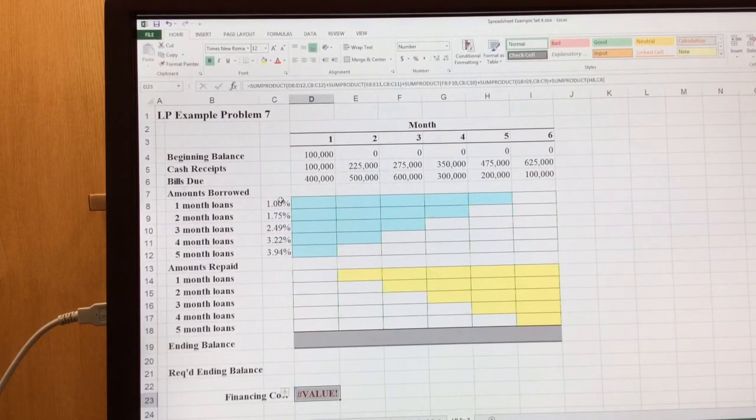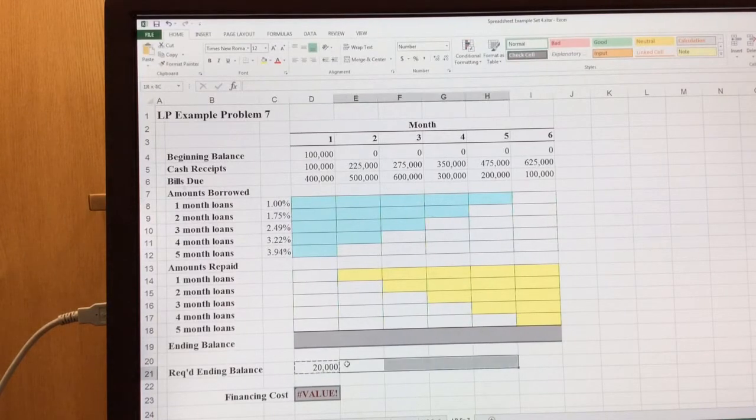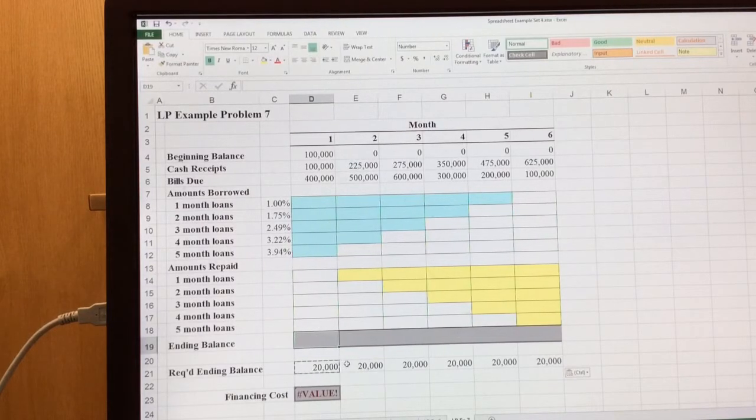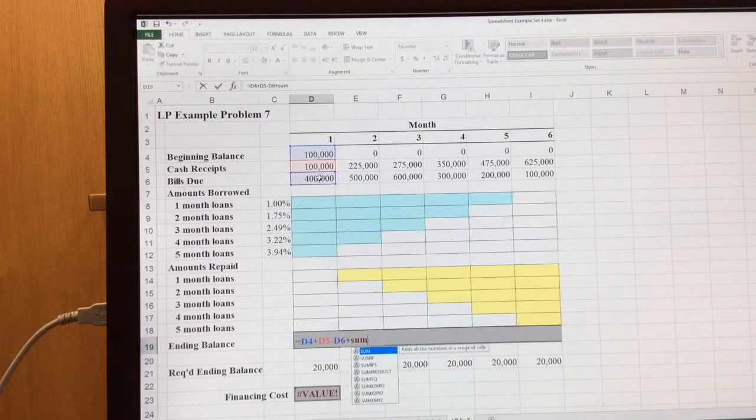Okay, now we need to think of our constraints. So the required ending balance at every month is that we have $20,000, or at least $20,000 in cash on hand. Okay, so let's think of month 1. So month 1, the ending balance is going to equal, and this is what we wrote down, the cash on hand plus the cash receipts, the sales that we get, minus the bills that are due, plus the sum of all of the loans that we get.